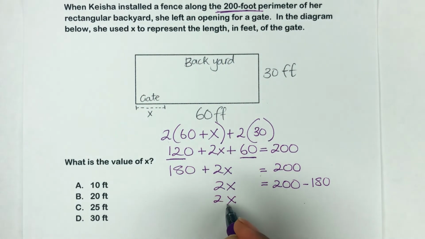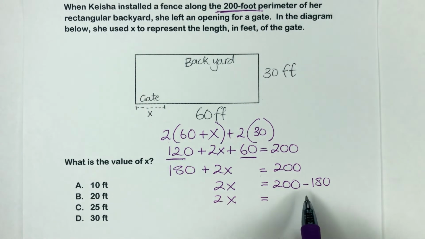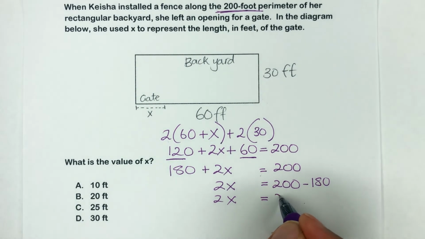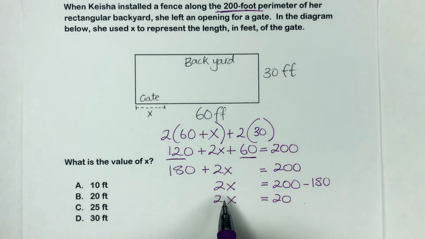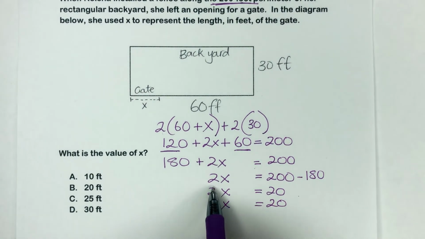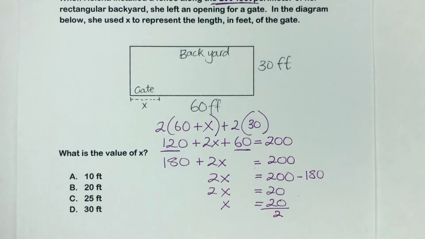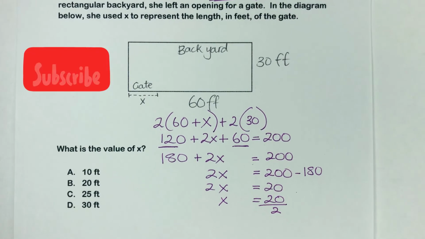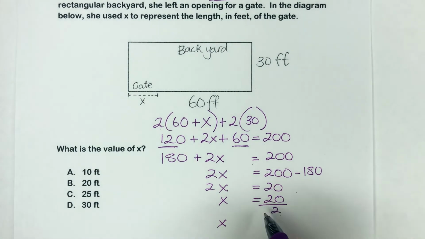So 2x equals, then we're going to solve this. 200 minus 180 is going to give us 20. We still need to solve for the x because we don't want this number with the x. This means 2 times x, so what we need to do is the opposite operation of times, which is division. So the x stays on the left, 20 stays here, and then we are going to divide by this 2. Now you can see that x is going to be what? 2 goes into 20, 10 times.